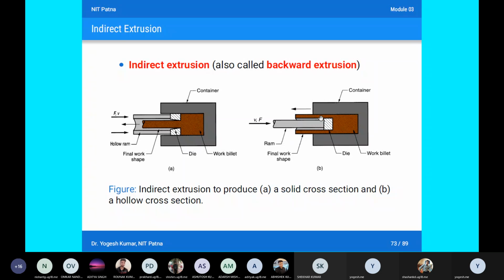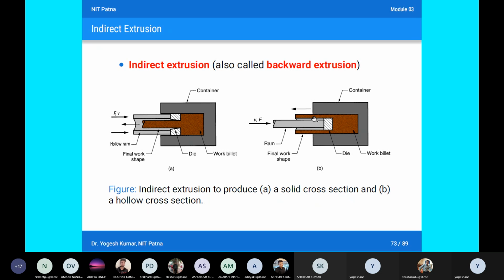How is this hollow cross section being produced? Here you can see we have this die, on which certain force is being applied by the ram, which is moving from left to right. This is a solid ram, and it has slightly less diameter. This die has slightly less diameter as compared to the container diameter. This is how this hollow cross section is being produced using backward extrusion or indirect extrusion.